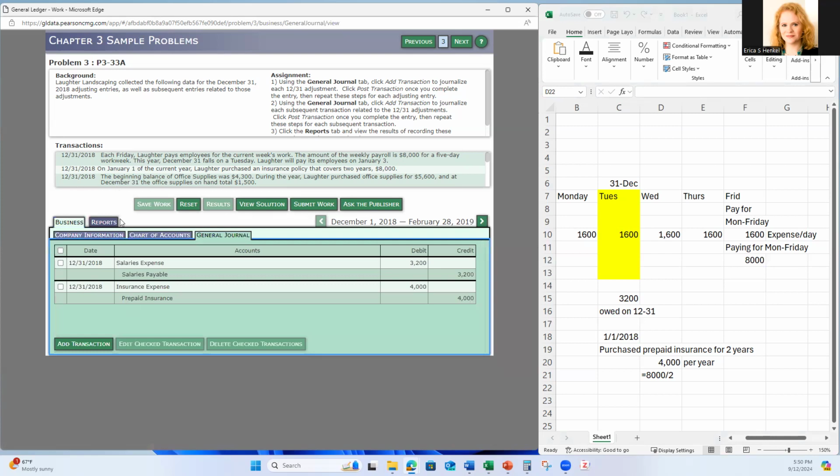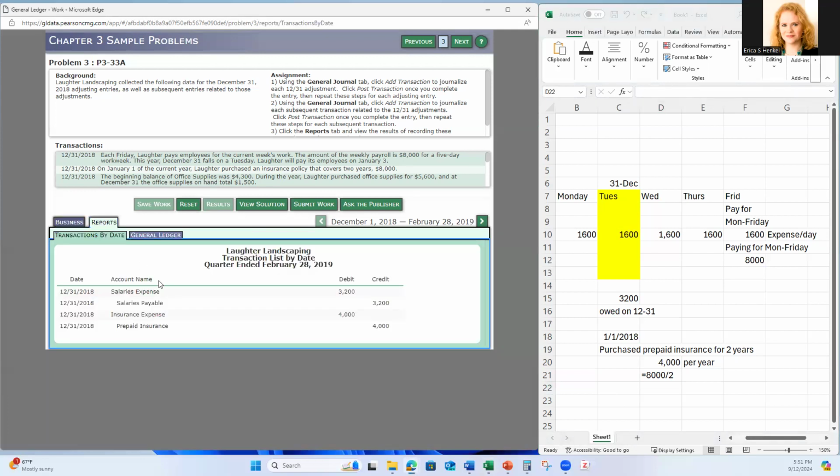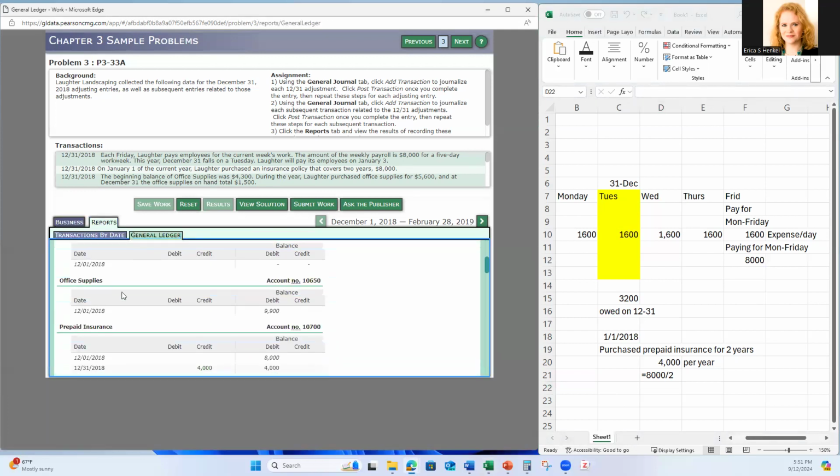All right, so the third entry I need to make is that the beginning balance of office supplies was $4,300. So we started the year with 4,300, or the period, whether it's the month or the year. During the year, Laughter purchased office supplies for $5,600, and at December 31st, the office supplies on hand total was only $1,500. So we currently show, if we go out here to our office supplies on our general ledger, $9,900 sitting in here. So beginning of the year, we had 4,300. We purchased 5,600 to arrive at 9,900.